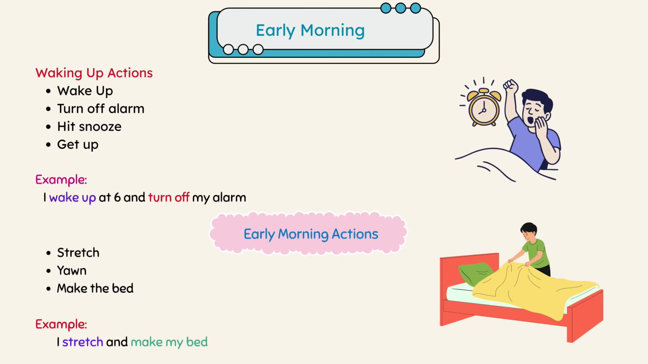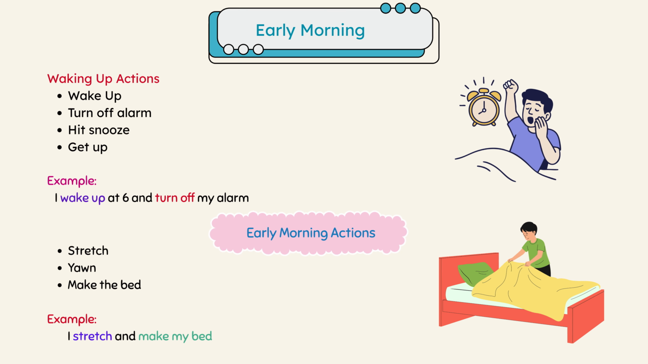Now, let's talk about your early morning routine. First, we have waking up actions. These include wake up, turn off the alarm, hit the snooze button, and get up. For example, you can say, I wake up at 6 a.m. and turn off my alarm. After that, we have early morning actions. These include stretch, yawn, and make the bed. For example, I stretch and make my bed before starting my day. These are the first steps of your daily routine.